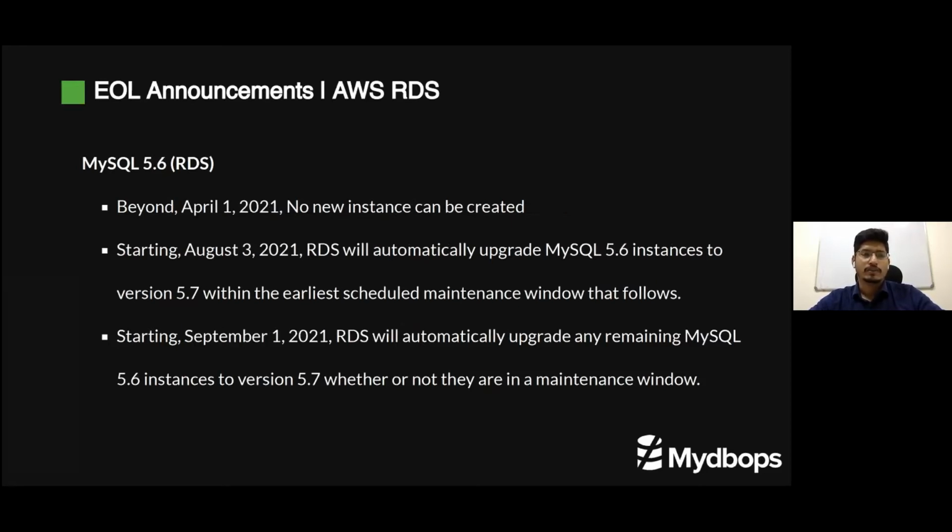There is one more announcement from AWS on 5.6, which states that beyond April 1st, no new instance on MySQL 5.6 can be created, and that includes all the replicas. Starting from August 3rd, you can upgrade your 5.6 instances to 5.7 with the next scheduled maintenance window. And post September 1st, all your MySQL 5.6 instances will be auto upgraded to MySQL 5.7.